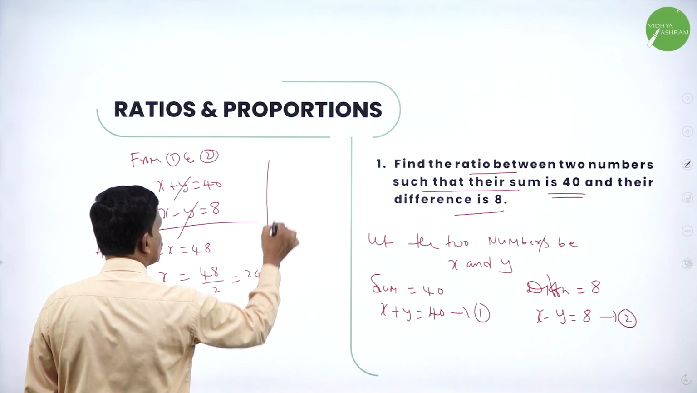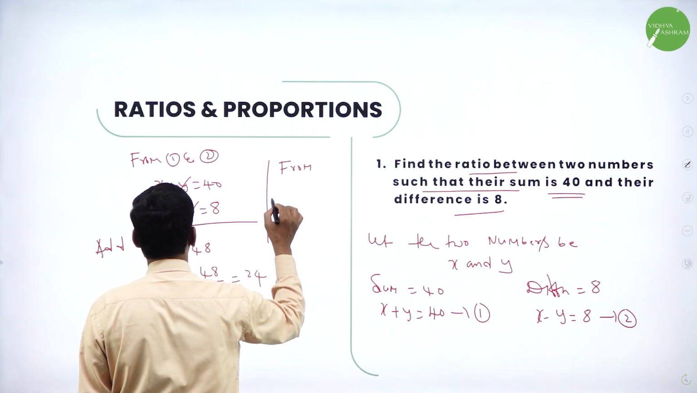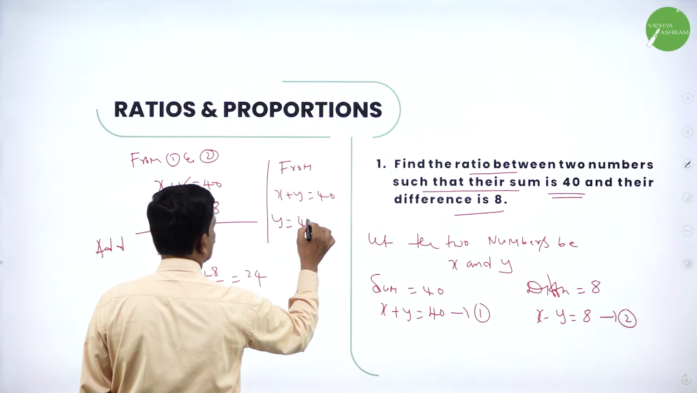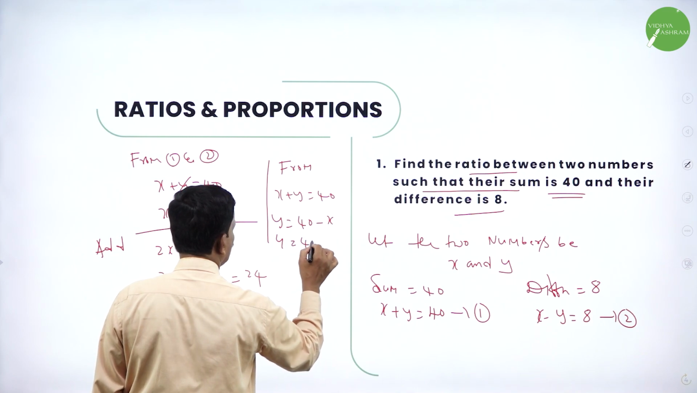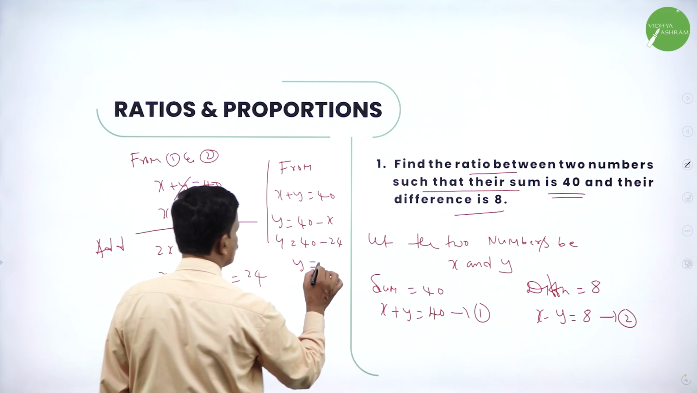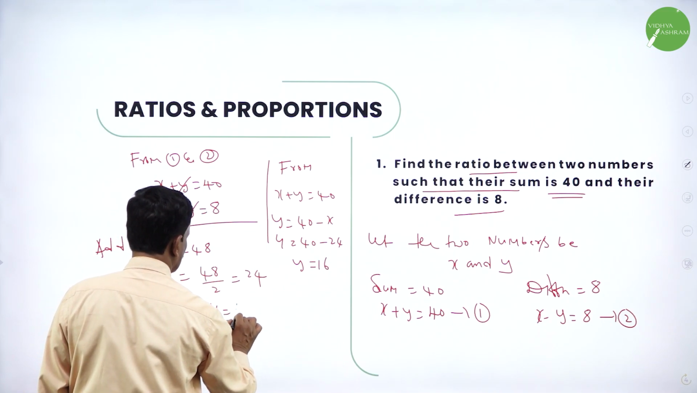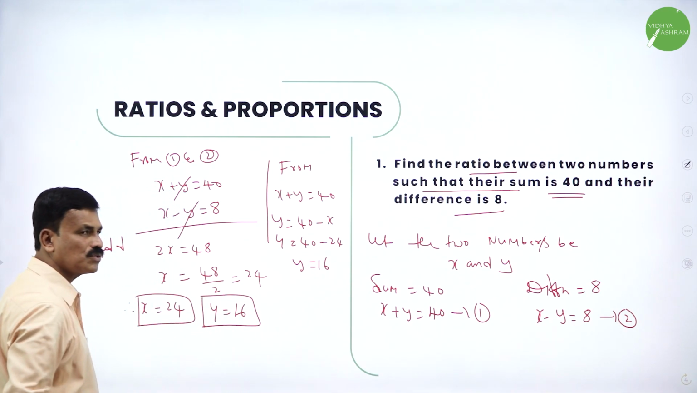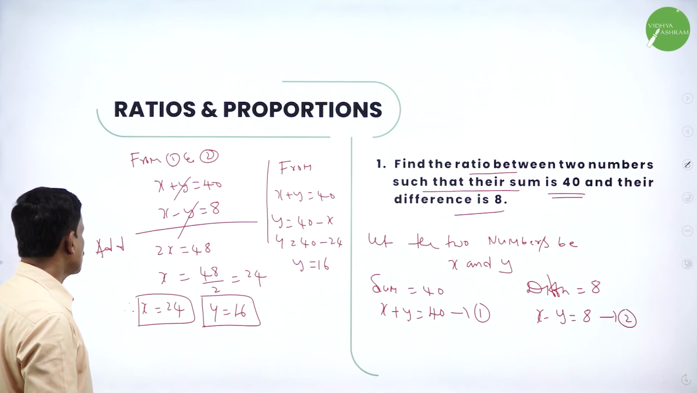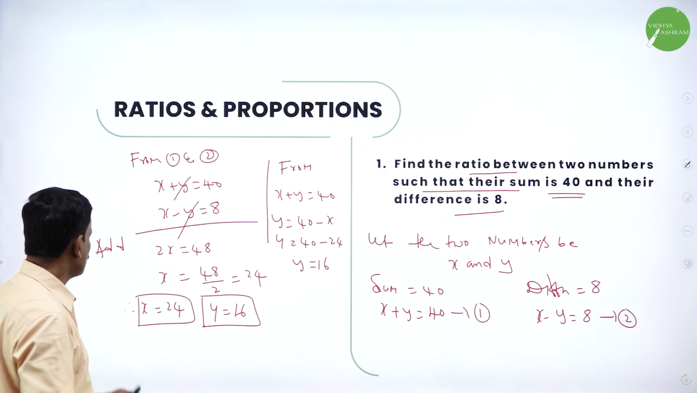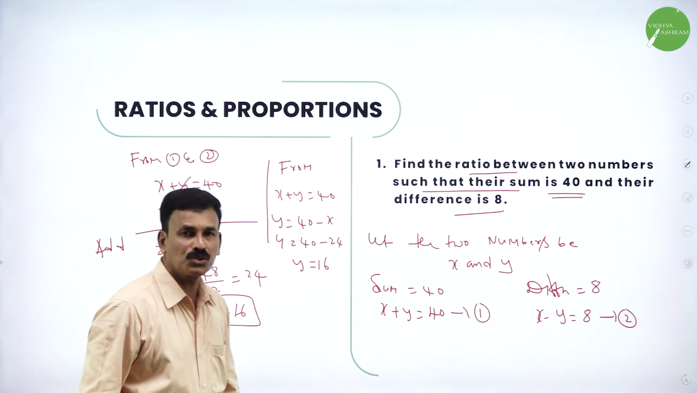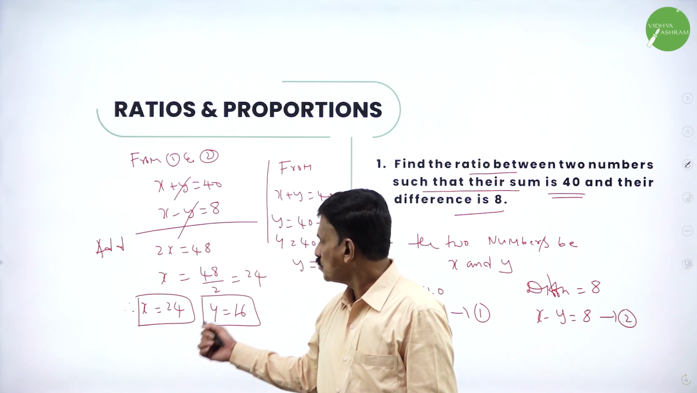Now take any one of these two equations. From the equation X plus Y is equal to 40, what is Y? Y is equal to 40 minus X. 40 minus X, where X is 24. So Y is equal to 40 minus 24, which is 16. Here Y is equal to 16. If I add these two numbers, 24 plus 16 is 40. If we subtract, 24 minus 16 is equal to 8. So the sum is 40 and the difference is equal to 8. Therefore the two numbers are 24 and 16.